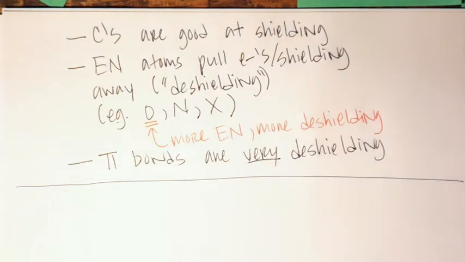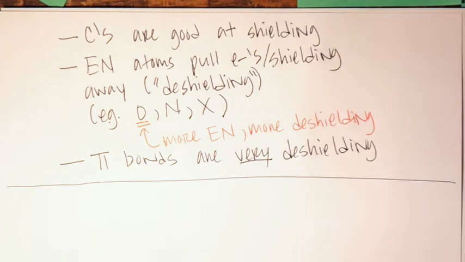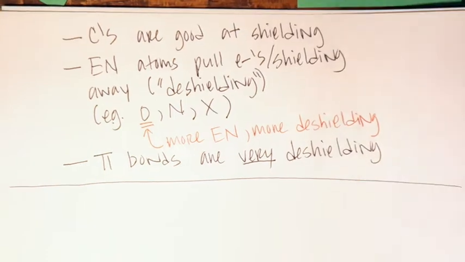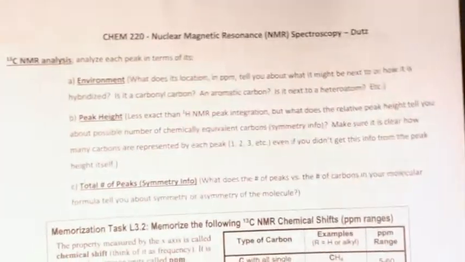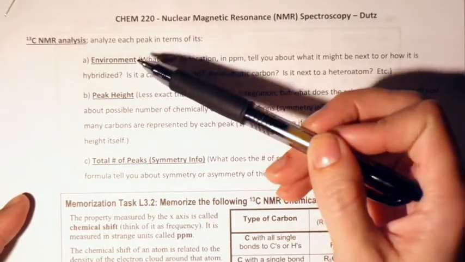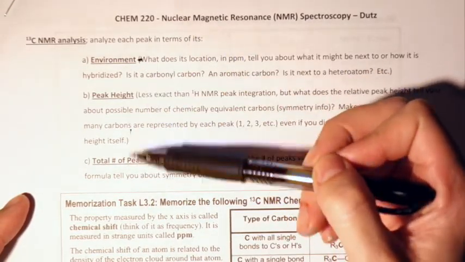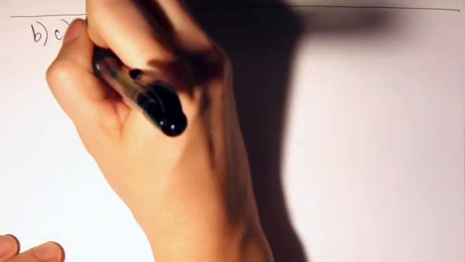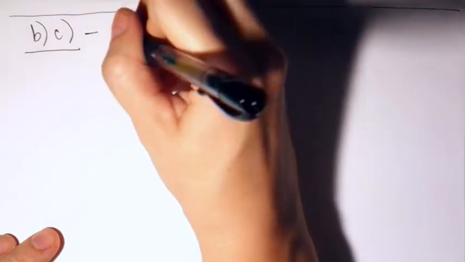So that's talking about the environment. Looking at where the chemical shift is, where the ppm is, tells you what kind of stuff the carbon will be attached to. There are two other pieces of information that we can get from our carbon NMR. If you're following along with your handout, the next ones are the peak height and the total number of peaks. I'm going to discuss them together, and we'll talk about what they mean about the structures.